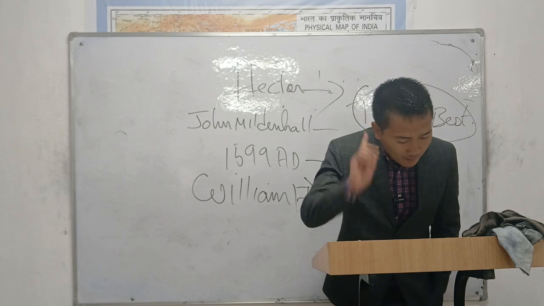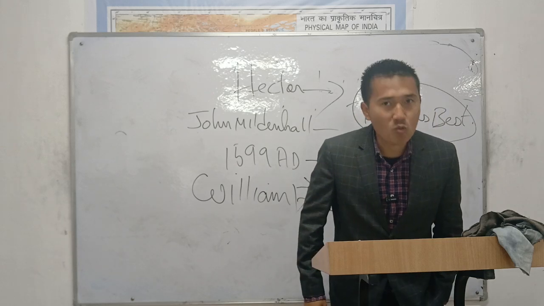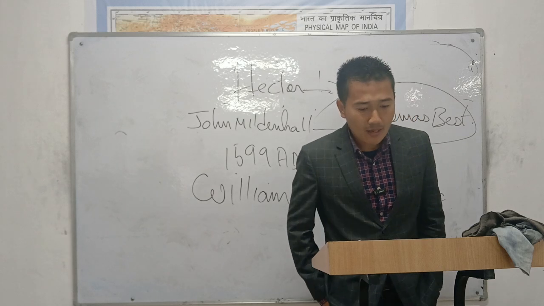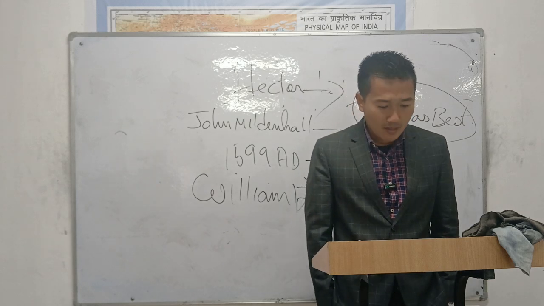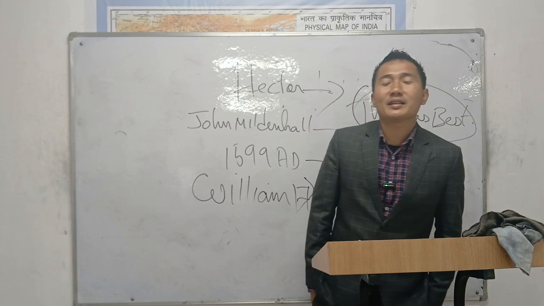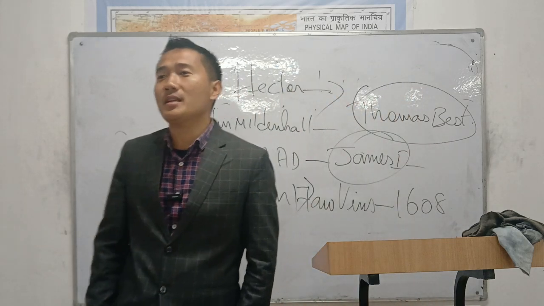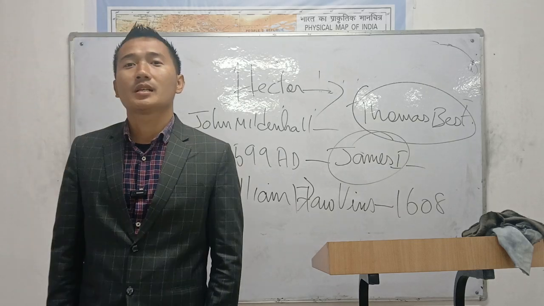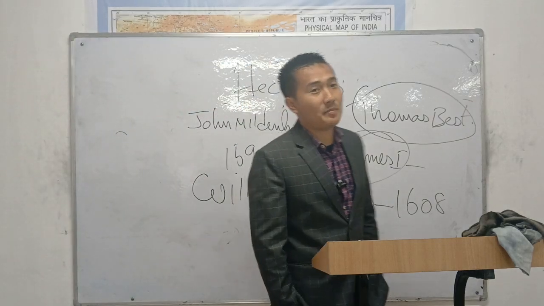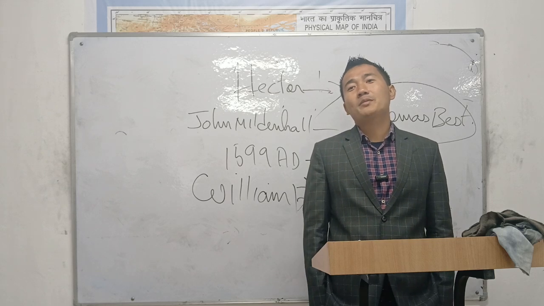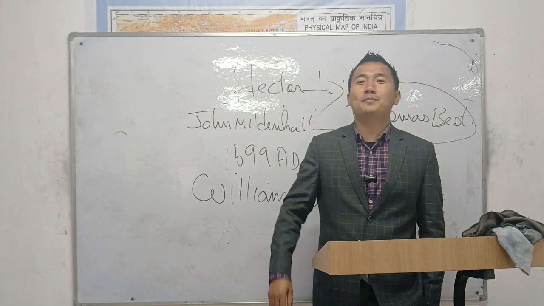Next, 1615, again one more Englishman, Thomas Roe, with the same king. In the year 1615, Thomas Roe, again an ambassador of James I, King of England, came to Jahangir's court. Give me permission to establish a headquarters in India. As a businessman, Thomas Roe, ambassador of James I of England, was happily accepted.